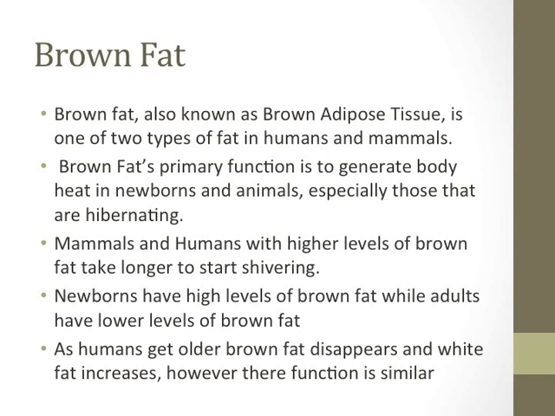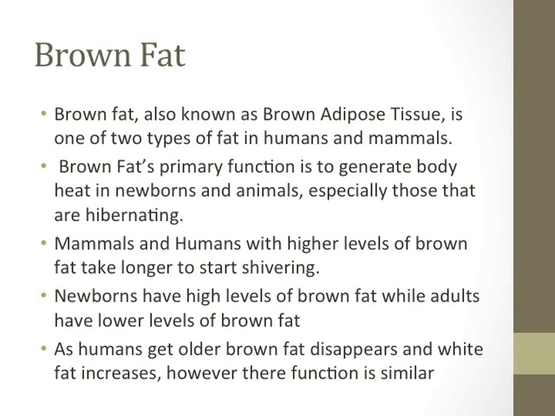Brown fat. What is brown fat? Brown fat, also known as brown adipose tissue, is one of two types of fat in humans and mammals, the other being white adipose tissue. Brown fat's main function is to generate body heat in newborns and animals, mainly mammals, especially those that are hibernating.